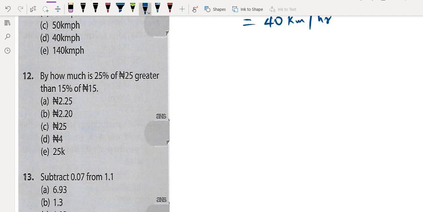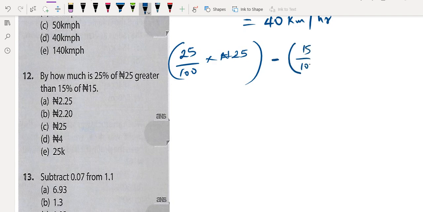Okay. What's 25% of 25 naira? 25 over 100 times 25. So by how much is this greater than 15% of 15? So you need to look for the difference, right? Yes. 15% of what? 15 times 15 naira. The easiest way is to multiply these two, then you move your point. 25 times 25 is 625 over 100. Move your point. 15 times 15 is 225 over 100.